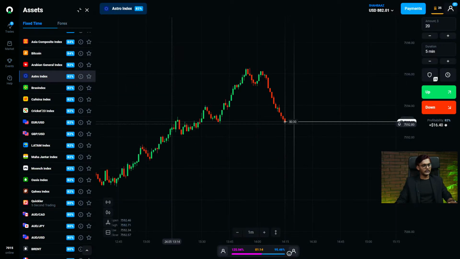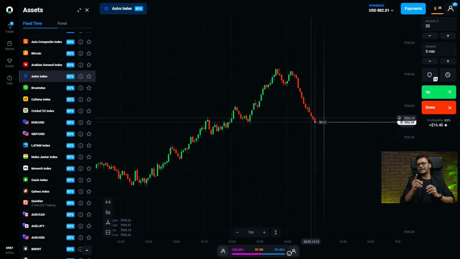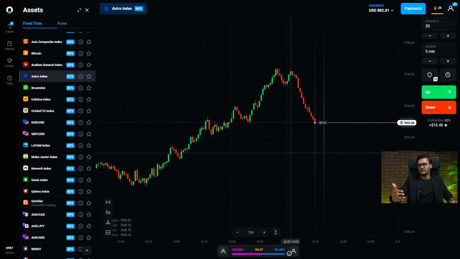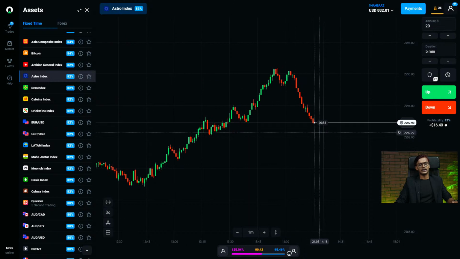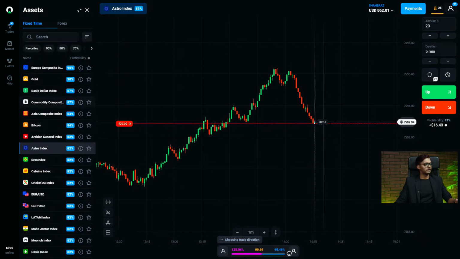Astro index looking weak. You see there is a red candle, a lot of red candles. Here is a quick tip: whenever you are trading on a short term time frame, try to be with the trend. Don't try to predict that the trend will reverse in a shorter time frame. Usually, most of the time when you are at a very small time frame like 1 minute, the trend goes with the flow. It goes in its direction. I am seeing here it's a strong downtrend, so I will go with the trend. I will go with a downtrend. So yeah, we took a few trades here and there.